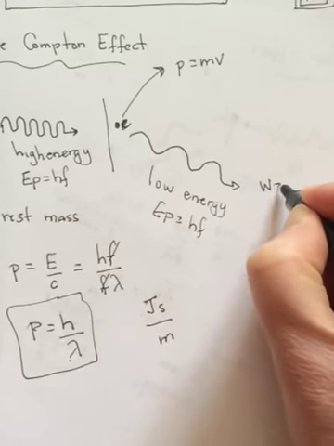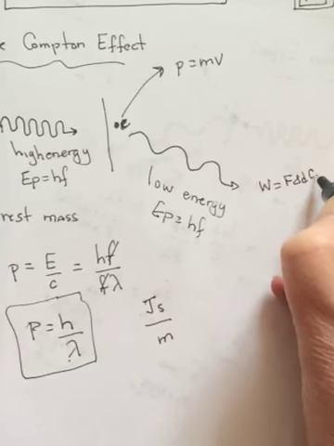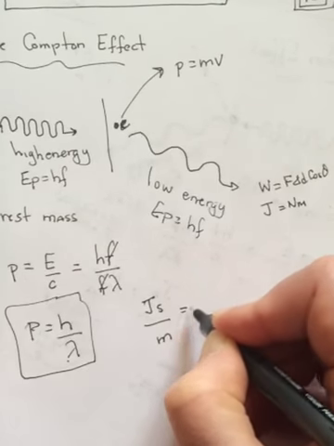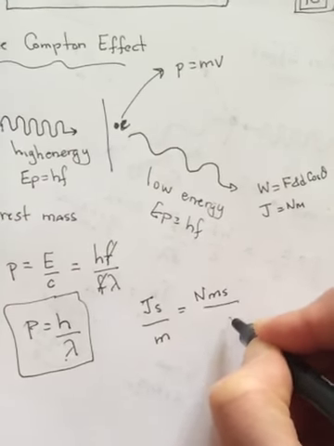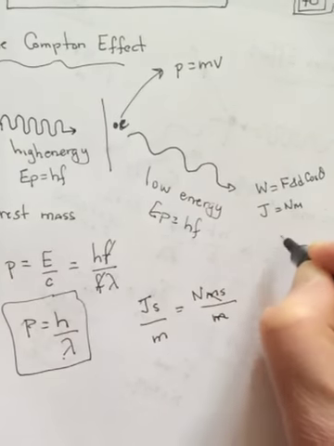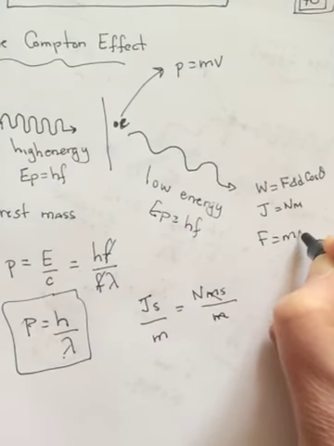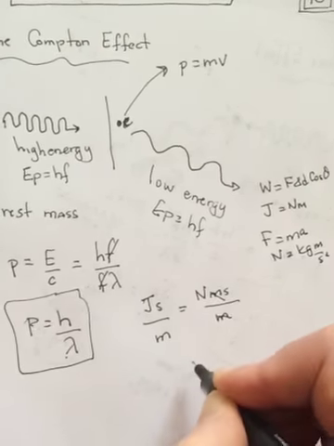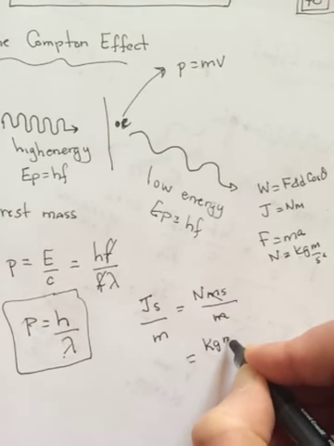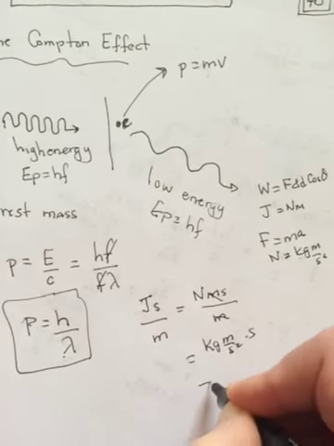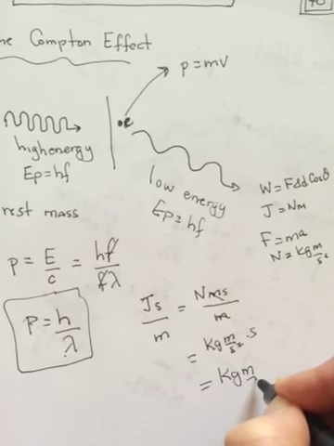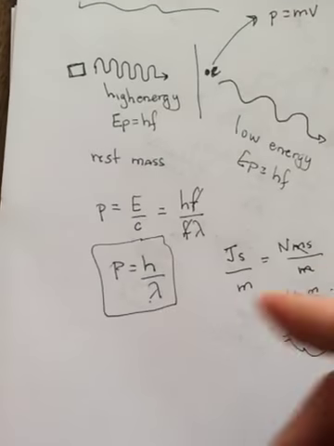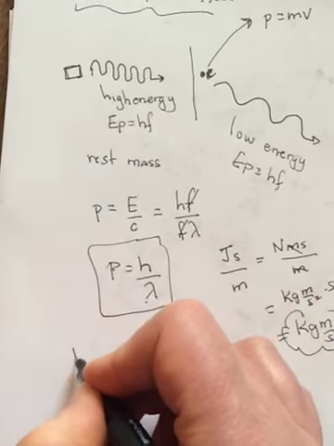And we know from work is equal to F delta d cos theta that a joule is a newton meter. So this is a newton meter second over a meter, so the meters cancel. And we know from F equals ma that a newton is a kilogram meter per second squared. So this gives us a kilogram meter per second squared times a second, which is a kilogram meter per second, and that is what momentum is measured in. Okay, so that's our equation for momentum this evening.